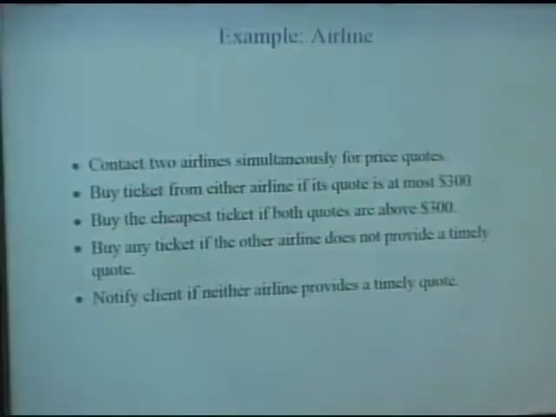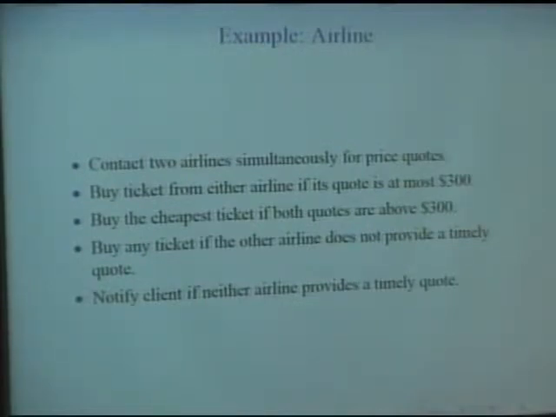So here is a simple problem that I would challenge you to solve today. Contact two airlines simultaneously for price quotes. Let's say I'm coming from Austin to Raleigh, and I would like to contact, let's say, American and Delta. Buy a ticket from either if the quote is at most $300. Buy the cheapest if both quotes are above $300.